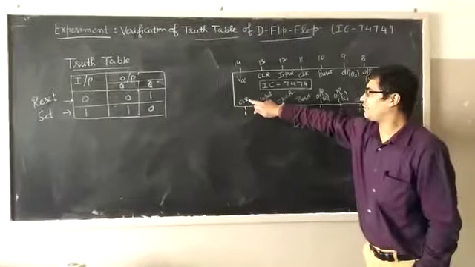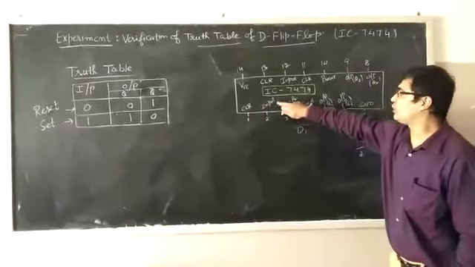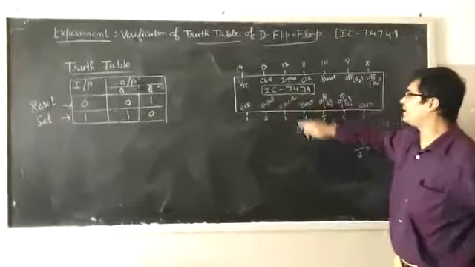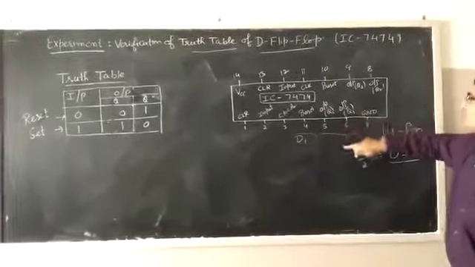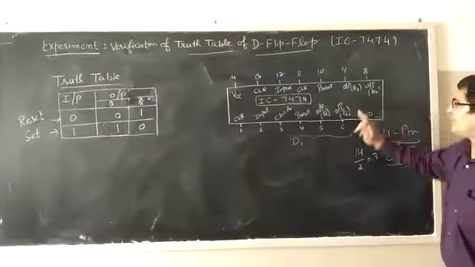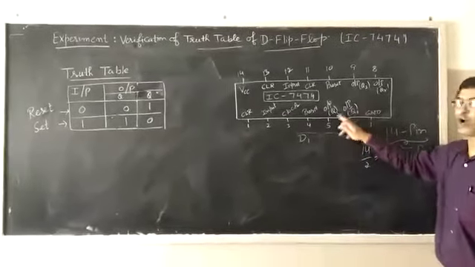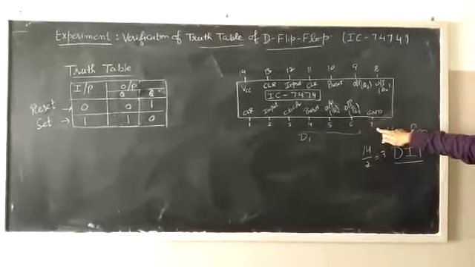So at 1 you have to apply the clear, at 2 you have to apply the input, at 3 you have to apply the clock, at 4 you have to apply the preset, at 5 you have the output, at 6 you have the output. But the difference between these two is that they are the complement of each other. 7th is for the ground.